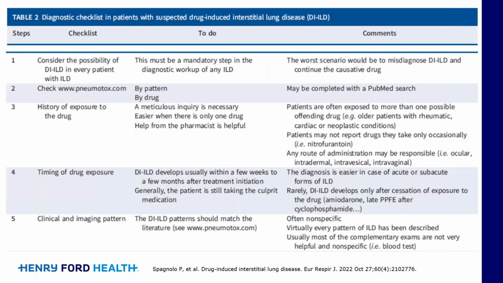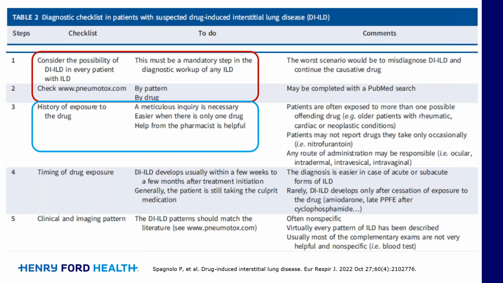So this was a good checklist that was described in this paper by Spagnuolo and colleagues in the European Respiratory Journal, and they reviewed a whole checklist of things that we need to do in patients who are suspected to have drug-induced ILD. One of the things they mentioned was to consider the possibility of drug-induced ILD in every patient that comes in with ILD, and also reviewing pneumotox.com to see if a particular drug has been described to cause ILD, especially in a particular pattern. History of exposure to the drug, specifically the timeline, is very important for our patients.